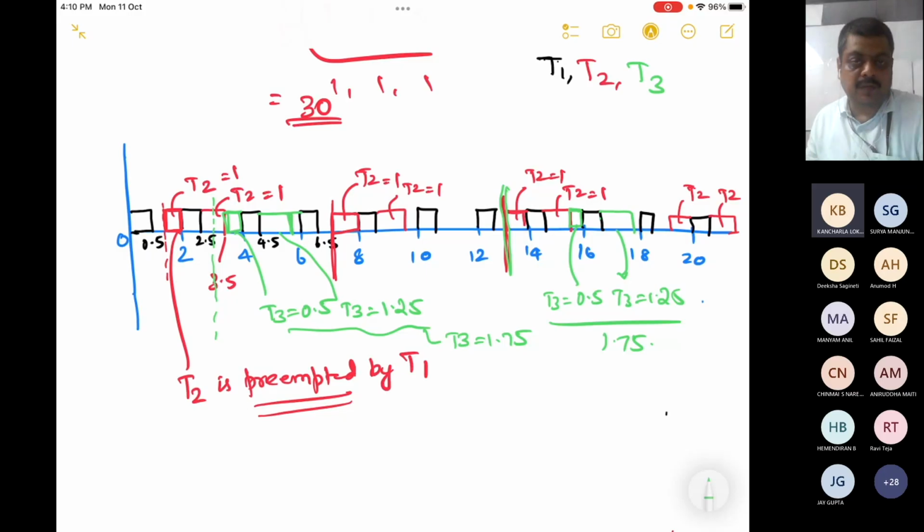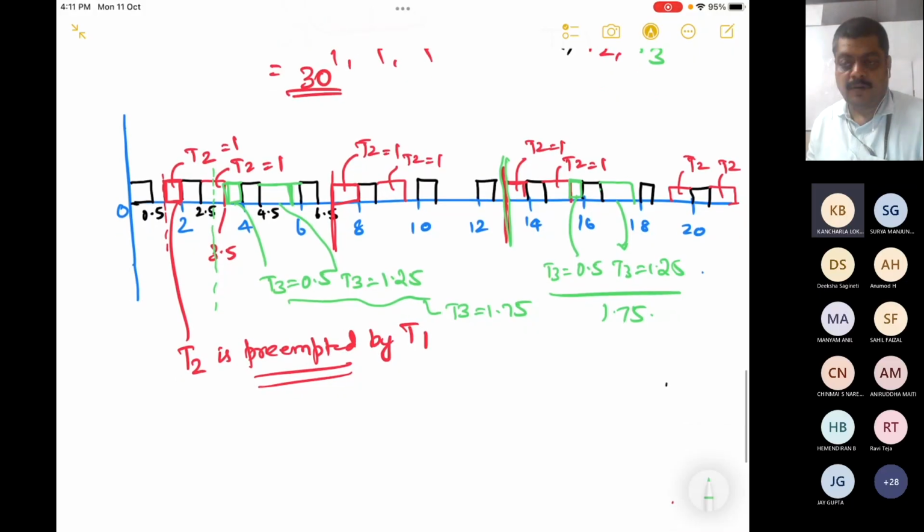Up to 20 time units, T1 executed 1, 2, 3, 4, 5, 6, 7, 8, 9, 10, 11. 11 times T1 executed. T2 executed 3 times. Sorry, 4 times. Whereas T3 executed only 2 times. So when you extend up to 30 time units, then you can see how many times the task gets executed. So this is a valid feasible schedule. That means at least one time the task has executed.